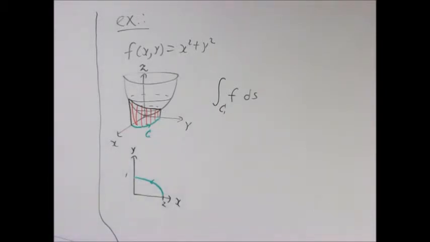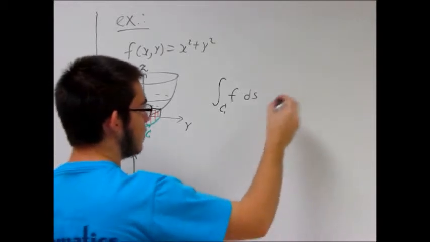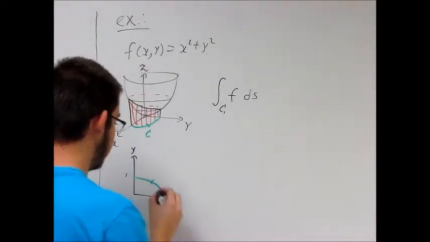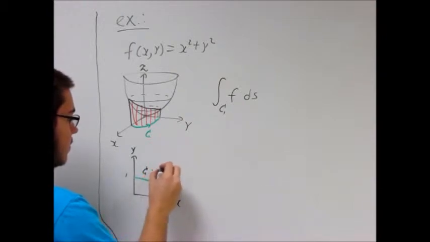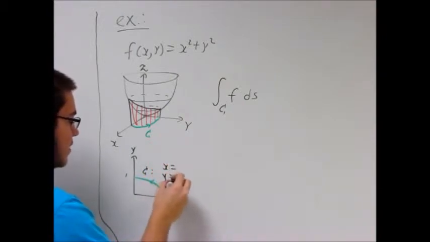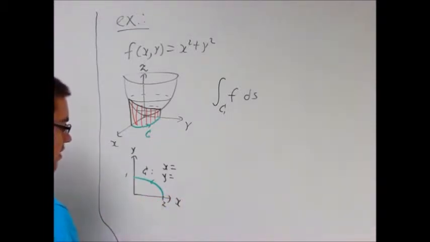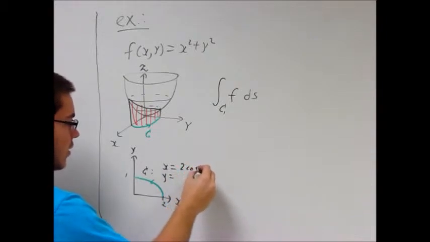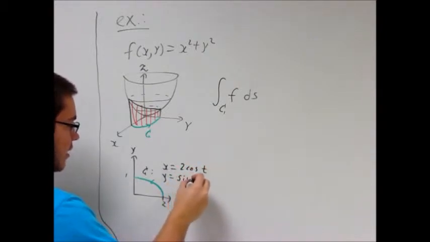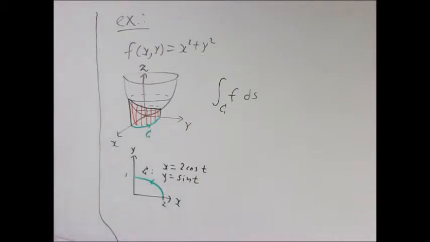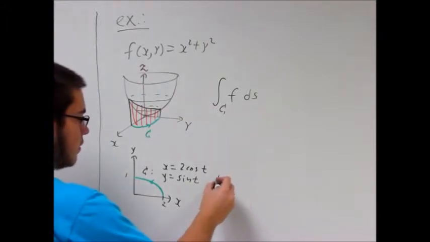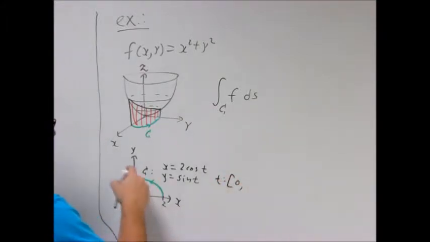Now we begin with finding a parameterization for C. So this is C. The parametric equations for an ellipse are sort of like a circle except stretched in the x direction. This is going to be stretched by 2, so x equals 2 cosine t, y equals sine t. And this will go from t equals 0 to pi over 2.